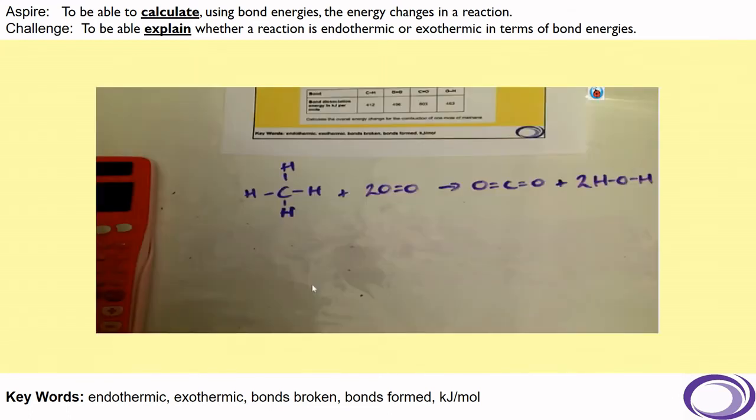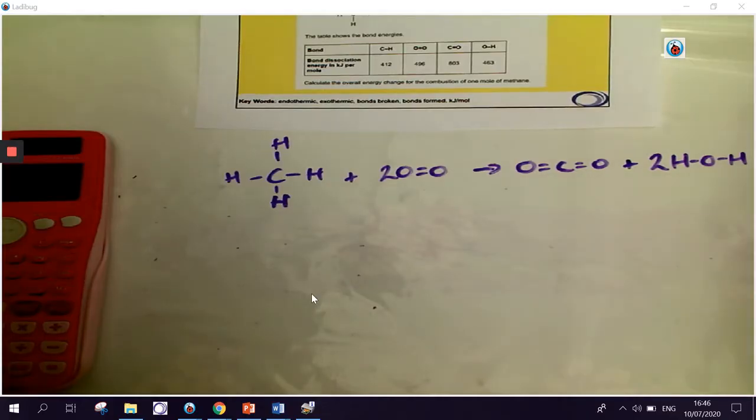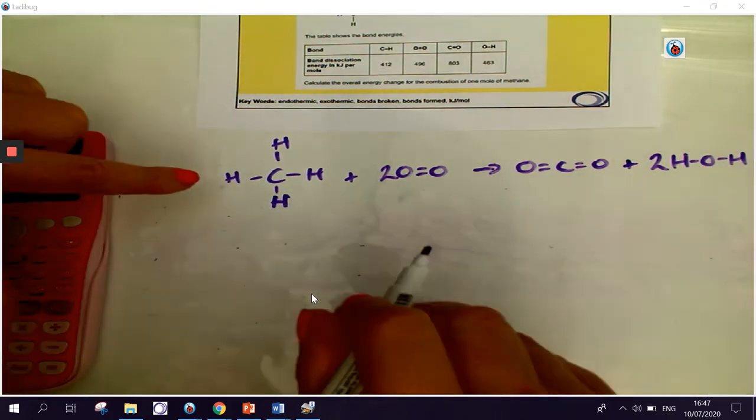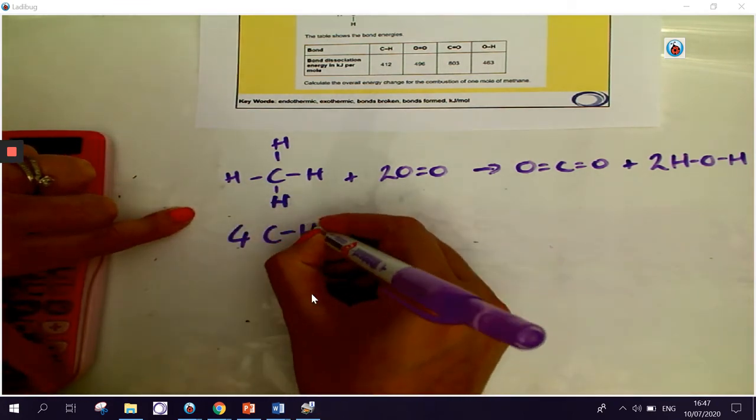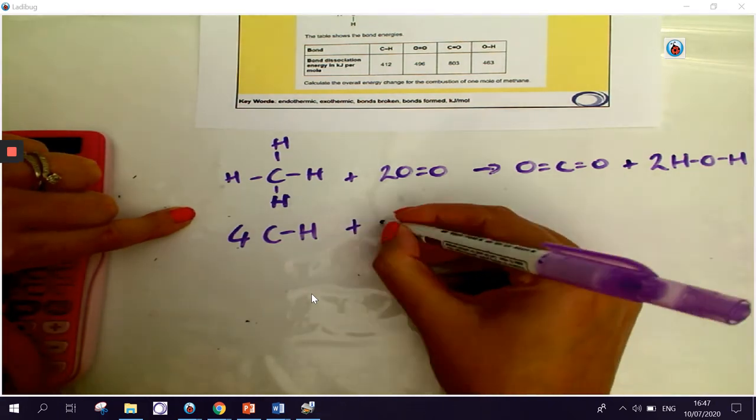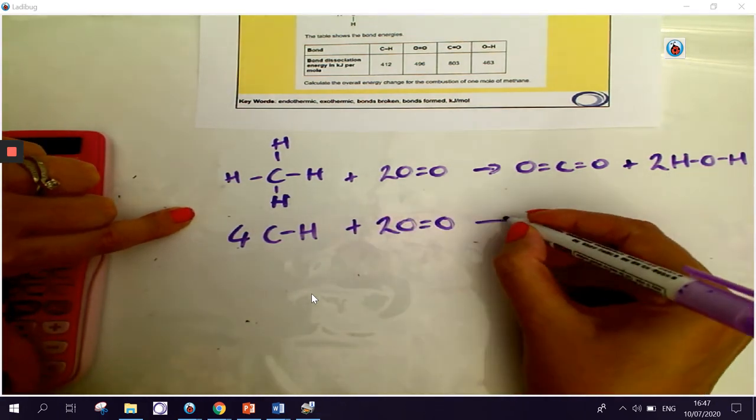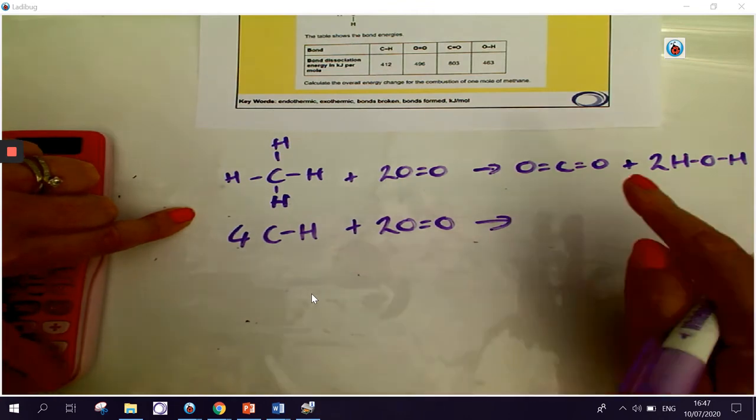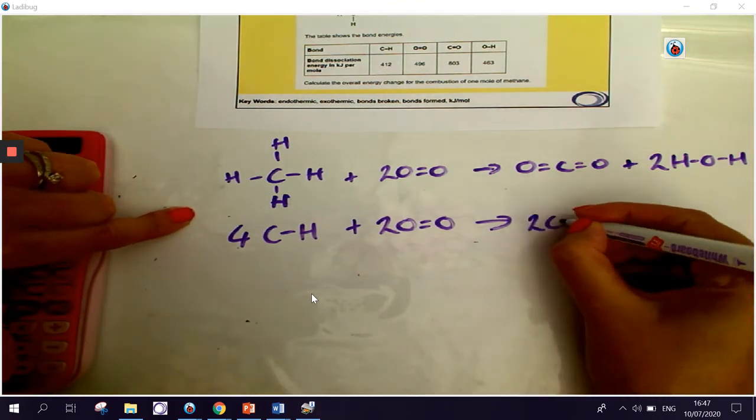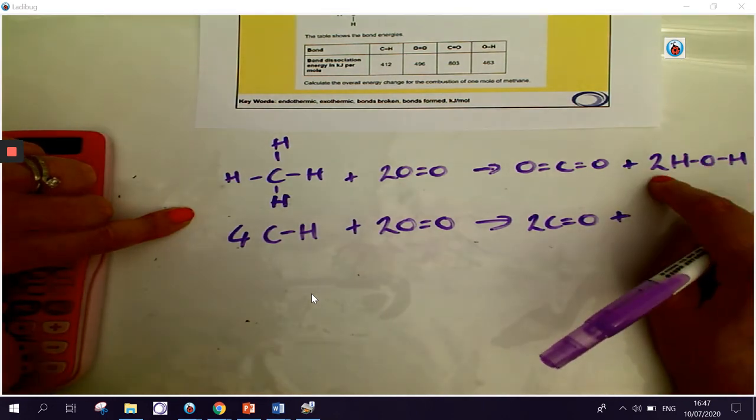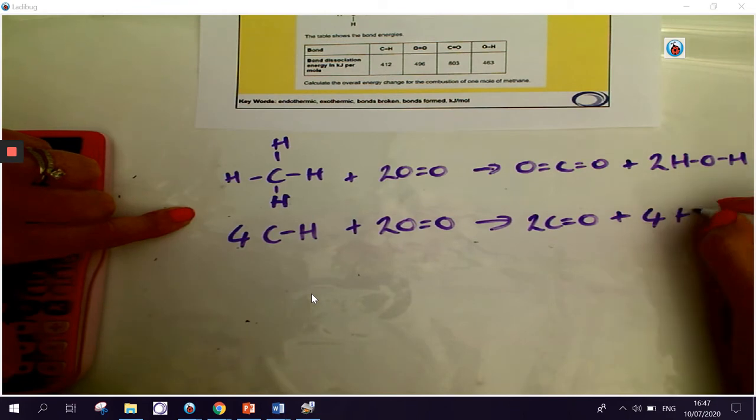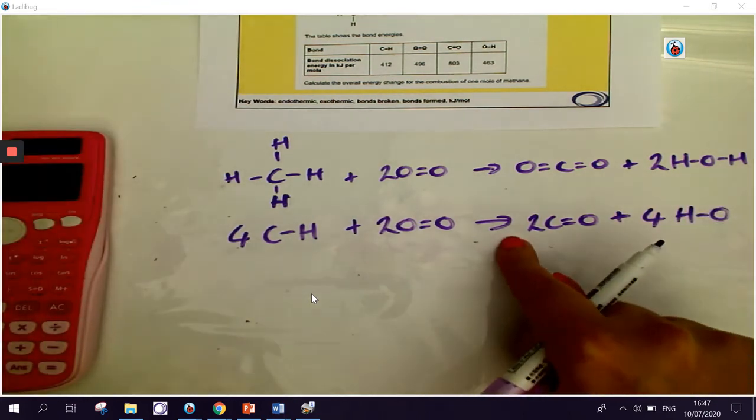Okay, so I'm going to insert the worked example here for you to check your answers as we go through. We're calculating the overall energy change for the combustion of 1 mole of methane. So we have our methane molecule, which is essentially 4 carbon to hydrogen bonds, plus 2 oxygen to oxygen bonds. These are what I'm breaking, and that forms 2 carbon to oxygen bonds and 2 times 2, so 4 hydrogen to oxygen bonds. These are what I am forming.